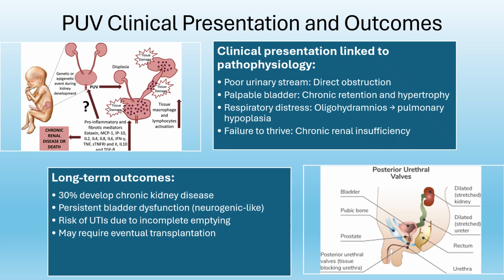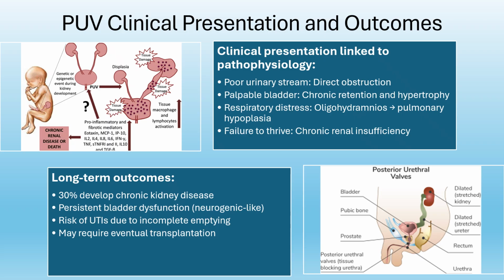A palpable bladder indicates chronic urinary retention from incomplete emptying. The pathophysiology involves both mechanical obstruction and progressive detrusor dysfunction. The chronically distended hypertrophied bladder may extend above the pubic symphysis, sometimes reaching the umbilicus. This differentiates PUV from other causes of bilateral hydronephrosis, where bladder distension is absent.